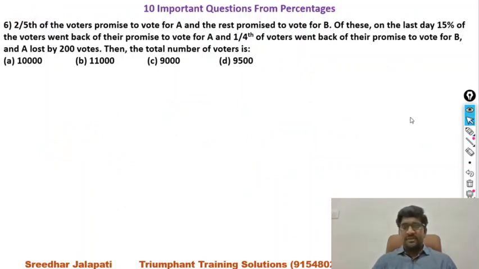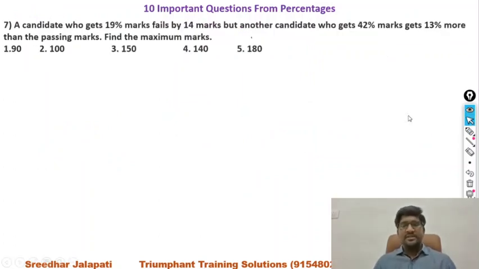Let's move to the next one from percentages, and here is the 7th question. A candidate who gets 19% marks in an exam fails by 14. This is also quite a regular model in exams. Getting a certain percentage and failing by this much or passing by this much. What is the maximum marks? What is the pass marks? It is quite a regular question.